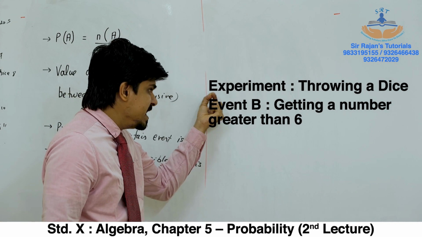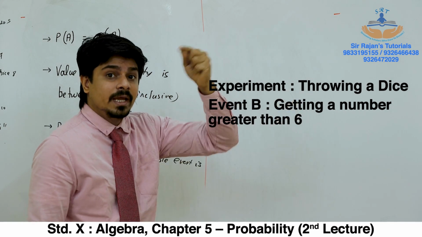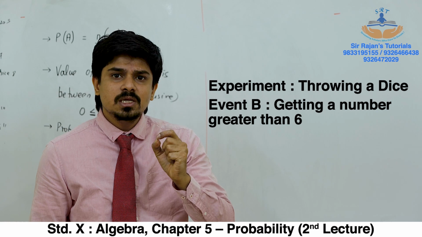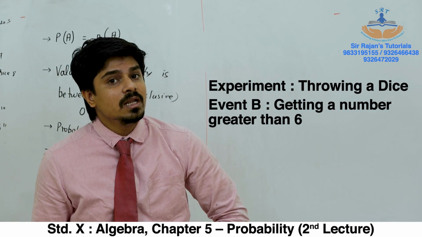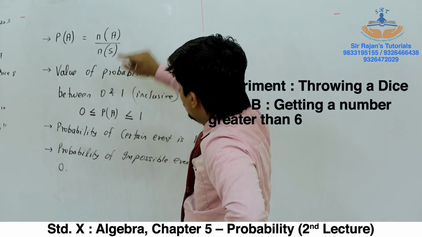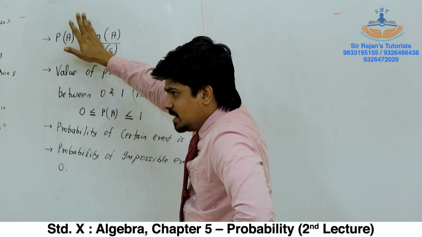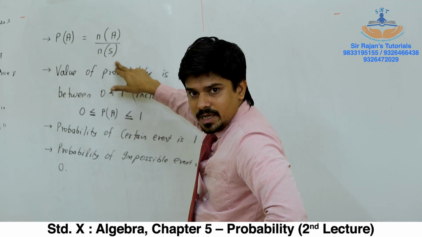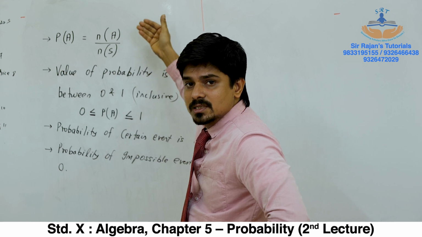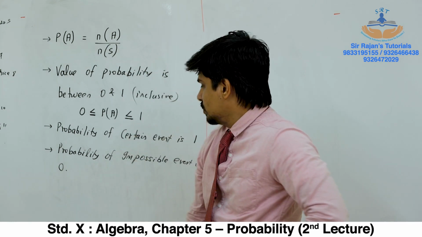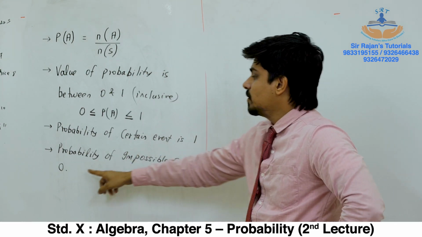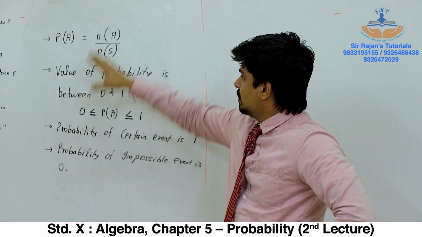तो your B event will be empty bracket. N of B क्या हो जाएगा, 0. Why 0? Because there are no elements in that particular set. सो A के जगह पे B आएगा. P of B is N of B upon N of S. 0 upon 6. 0 upon anything is 0. So I say that probability of impossible event is 0.